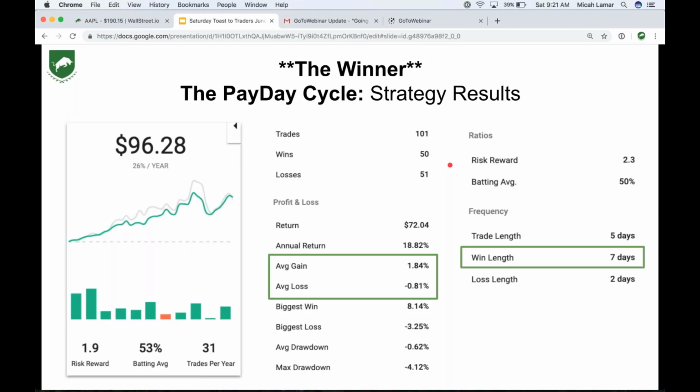One of my favorite parts, though, is the win length at 7 days. 7 days is this magical number in the stock market. We'll talk a little bit more about that. But what's great about that is you're literally capturing the entire move of that cycle. Remember how Stochastics only got you 4 days? One of the disadvantages there is sometimes you leave a little bit of money on the table because you get out too early. The payday cycle is able to capture the entire length of the move because you're literally using the candle itself to get in and out.